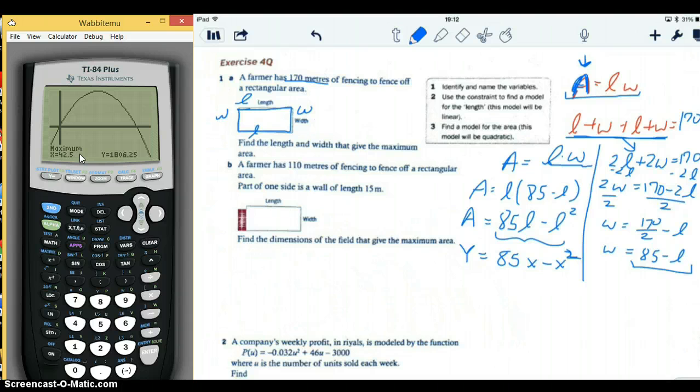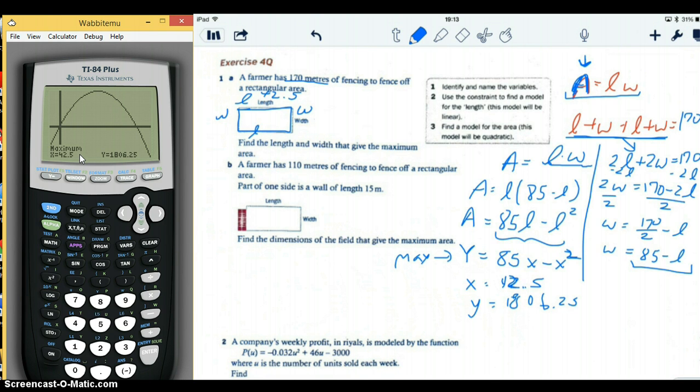Okay, so maximizing y, x is going to be 42.5, and y is going to be 1806.25. Let's see if that answer makes sense. If one side of the rectangle, which is length, is 42.5, then what is width going to turn out to be? Well, let's see.